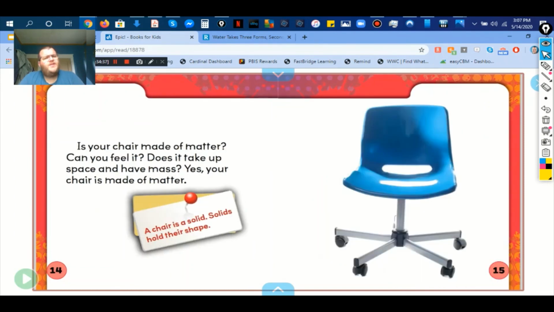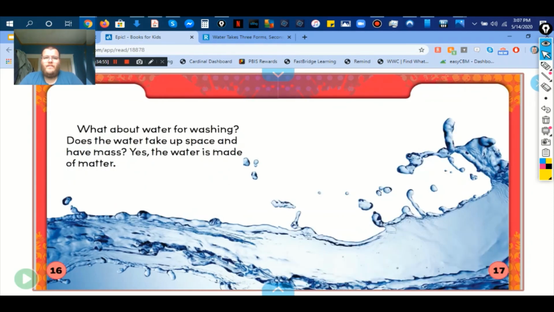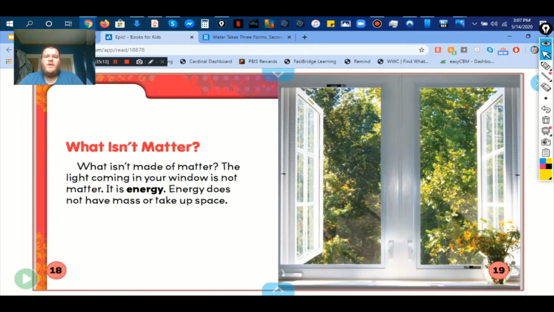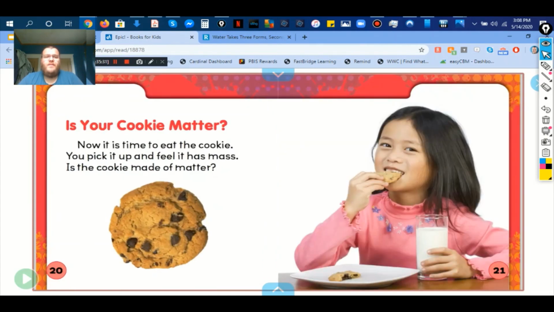Is your chair made of matter? Can you feel it? Does it take up space and have mass? Yes, your chair is made of matter. A chair is a solid. Solids hold their shape. What about water for washing? Does the water take up space and have mass? Yes, the water is made of matter. What isn't matter? What isn't made of matter? The light coming in your window is not matter. It is energy. Energy does not have mass or take up space. Is your cookie matter? Now it is time to eat the cookie. You pick it up and feel it has mass. Is the cookie made of matter?